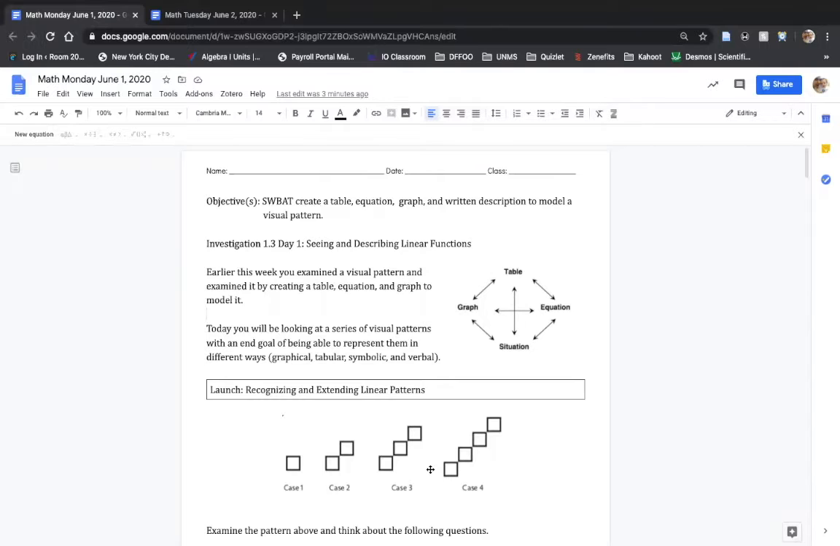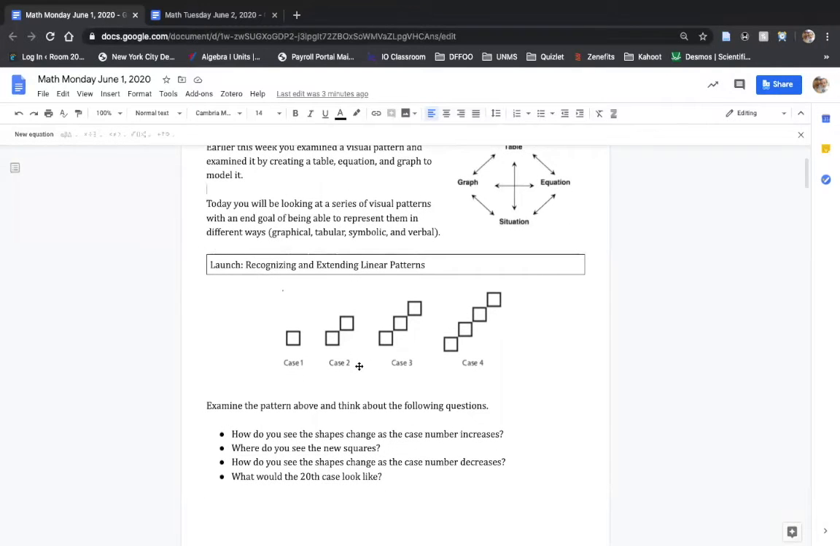Now, in math, we use a lot of different techniques to display information, right? Sometimes you use a table, sometimes you make a graph, sometimes you make an equation, but the idea is that they all can be used to represent the same information, right? So that's what we're going to try and do today. We're going to look at this pattern here, and over today and tomorrow, we're going to make a table, an equation, a graph, and a written description to represent how this pattern is changing, okay?